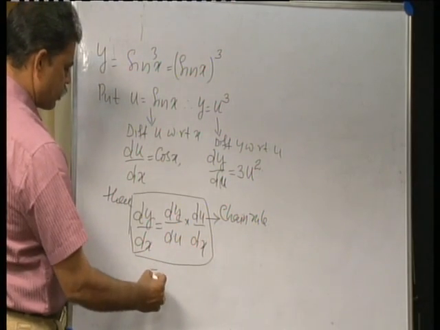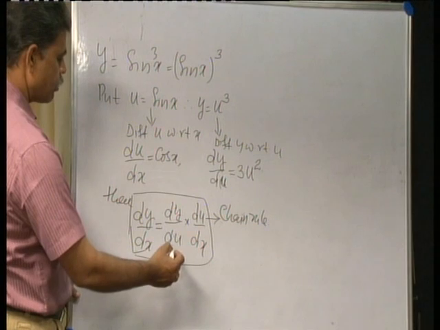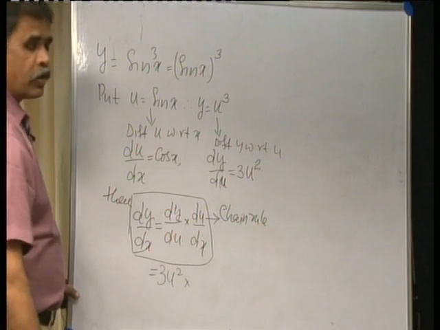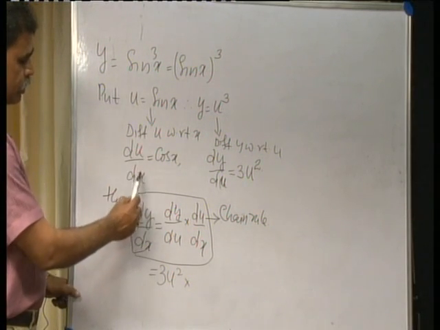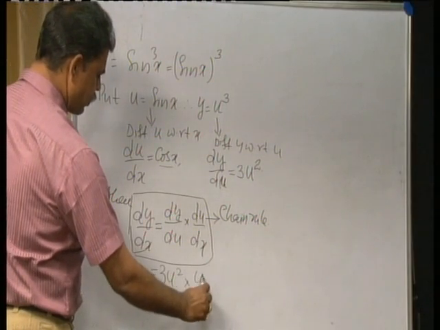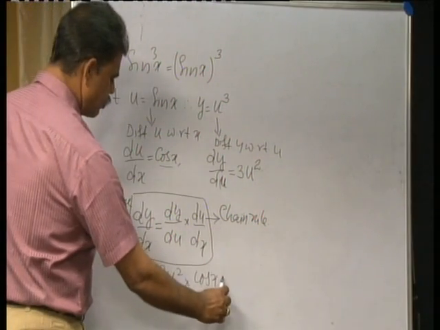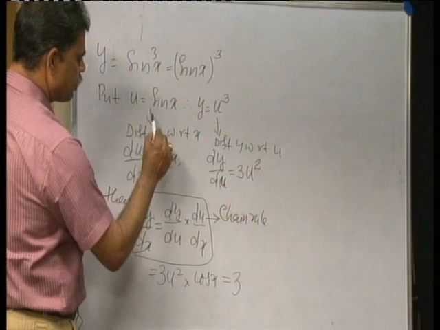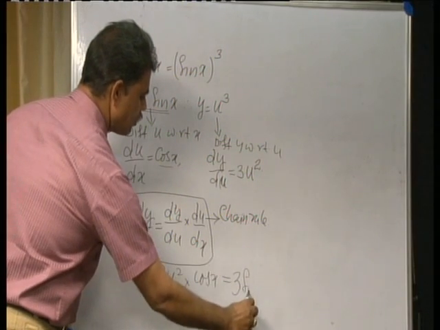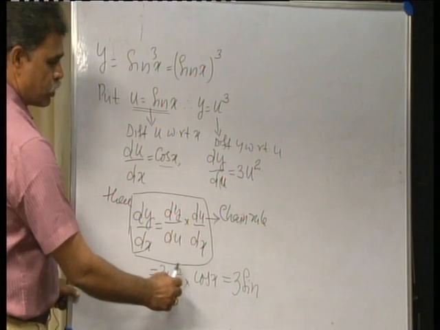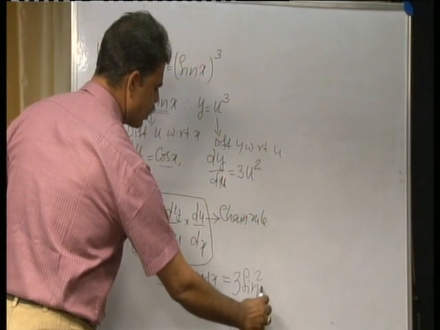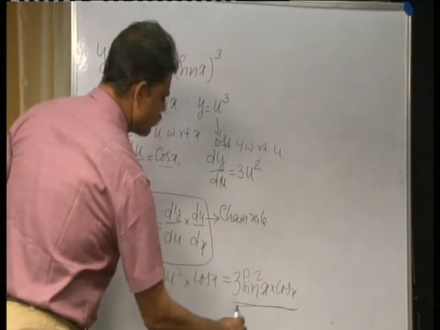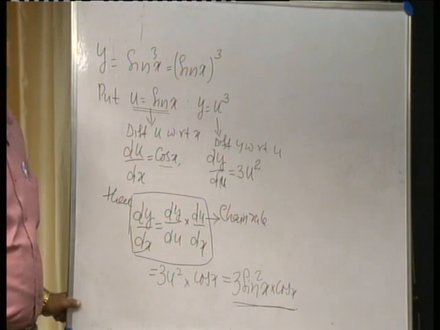So, by substituting here, what is dy by du? Dy by du is 3 u square into, what is du by dx? Du by dx is cos x. Finally, you substitute the value of u. U is taken as sin x, and u square is there, therefore I will put it as 3 sin square x into cos x. This is known as the differentiation of the composite function sin cube x.